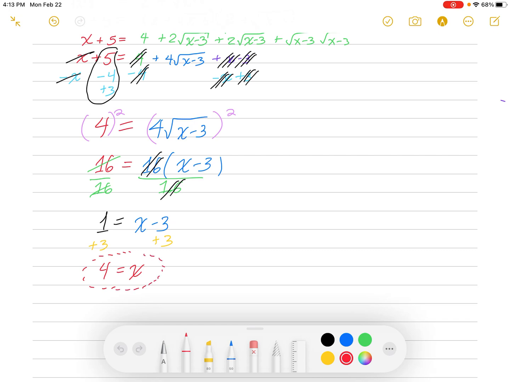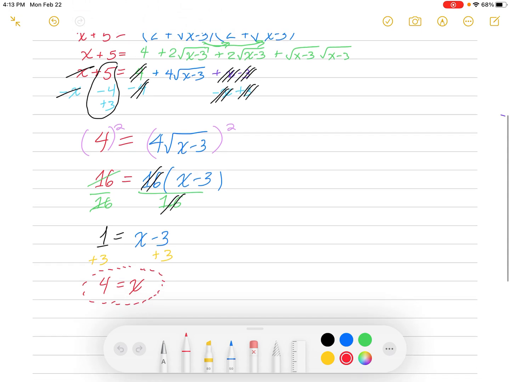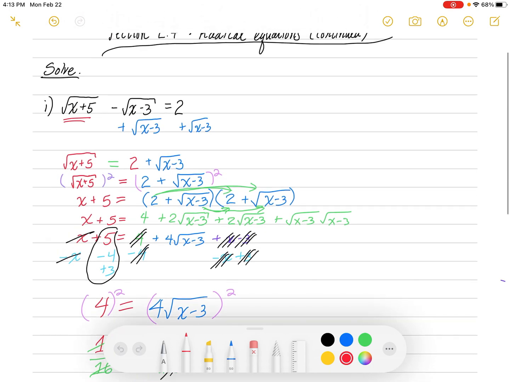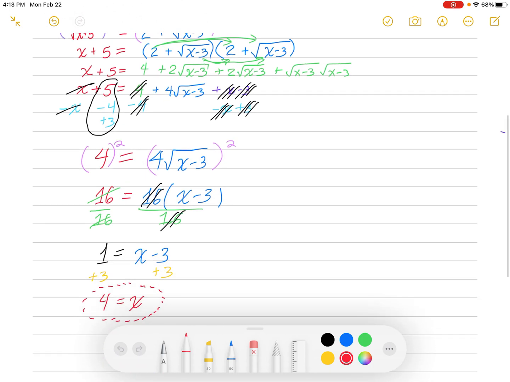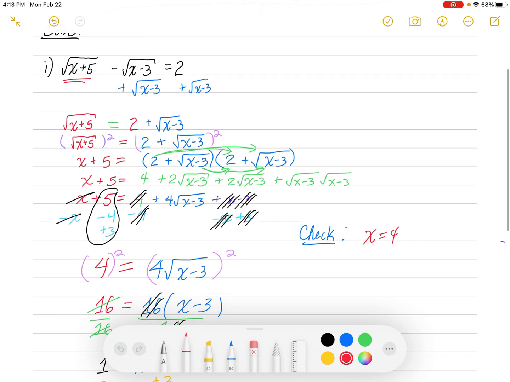Now remember, anytime you're doing a radical equation, you want to check your work to make sure that potential solution is truly a solution. So we're going to plug back in. We're going to check 4 for x. So I'm going to plug back into that equation. Here's the equation. It's blank plus 5, radical over top of that, minus blank minus 3, radical over top of that, equals 2.